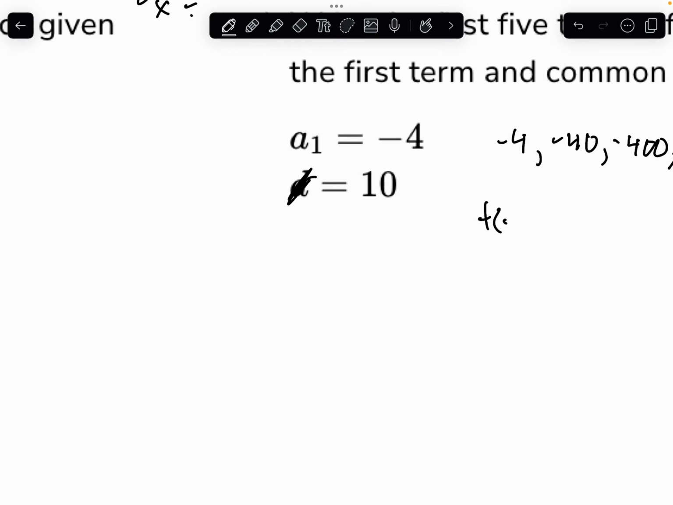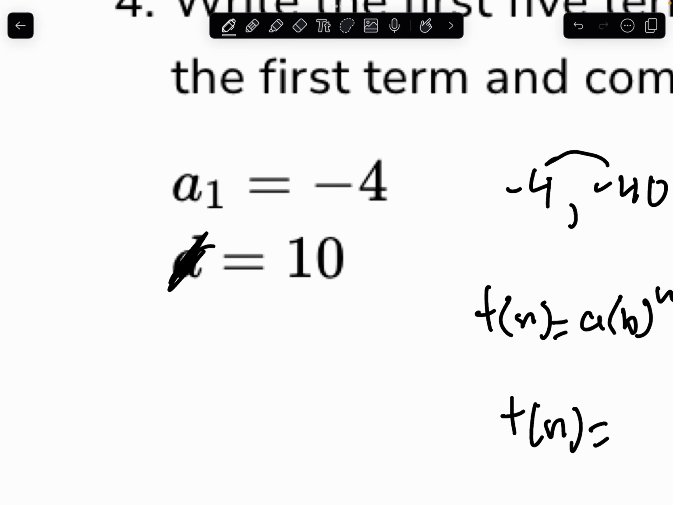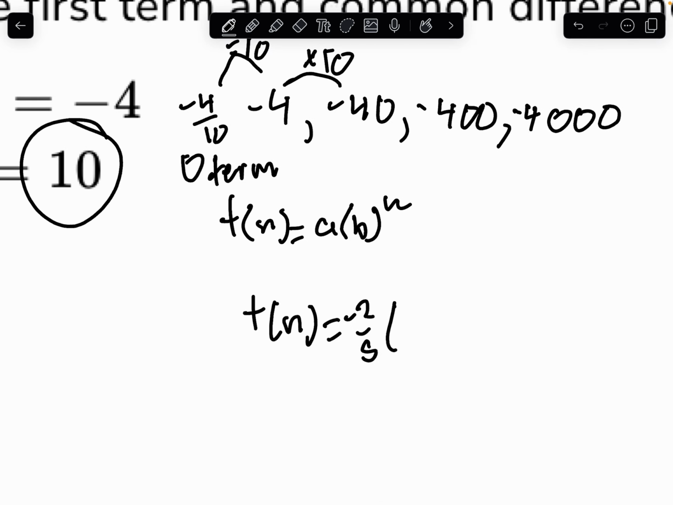So we're going to write the equation, T of n equals, this is our model equation. Now we have to find the a value, so it's times 10 every time. To find the zero term, gotta divide by 10. So -4 divided by 10 is -4 tenths, or -2/5. So our a value is -2 divided by 5. Our b is just our multiplier, right? So it's gonna be 10. And then we put n.